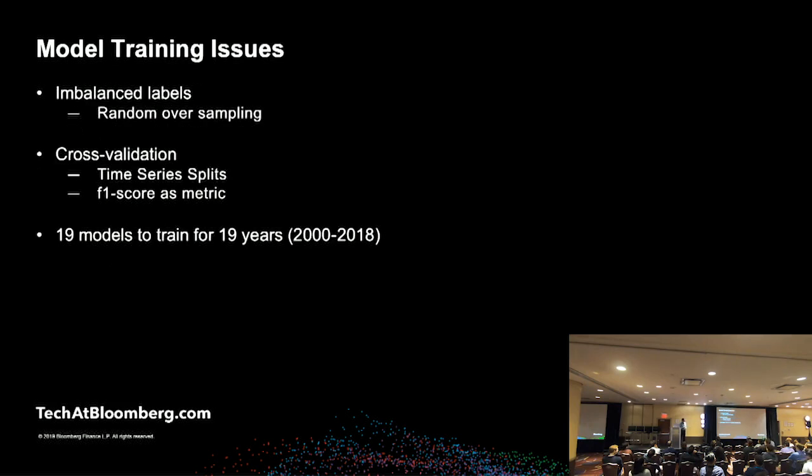Some training issues to consider. The labels are very imbalanced, so we have to do some random oversampling. And for cross validation, because this is a time series based data set, we cannot just do random splits. Otherwise we will induce look ahead bias. So we want to do time series based splitting. And for the metric, because of the class imbalance, we have to use F1 score, right?